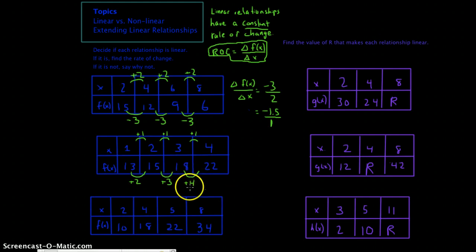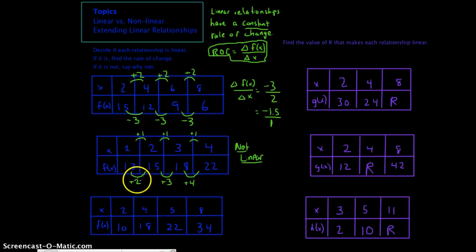So there is a pattern here, right? Going up by 2, then 3, then 4, and probably by 5, and 6, and 7. But it's not constant, right? What I'm changing by is changing every single time. Okay, so this is not linear. And the reason, as I said, is because it does not have a constant rate of change. It's going up by a different amount each time.